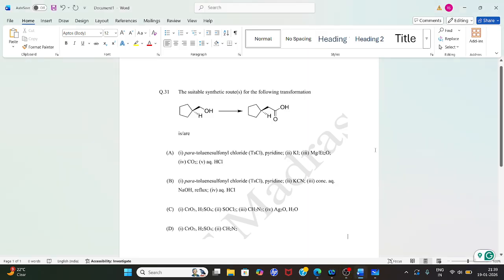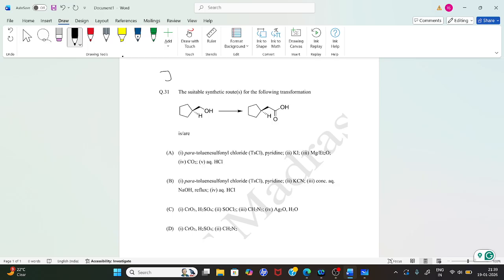This is basically an MSQ type question from JAM 2024. It asks: the suitable synthetic routes for the following transformation are. As you know, MSQ requires the approach that you go option by option, treating every option as a separate question. So let's start.